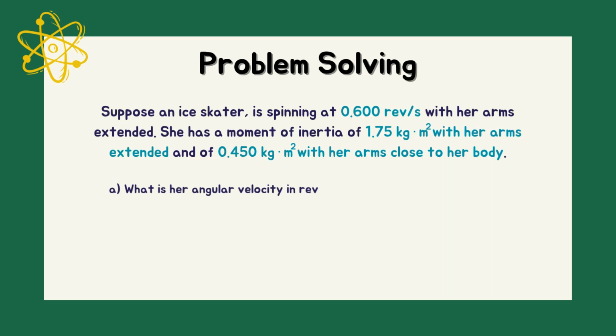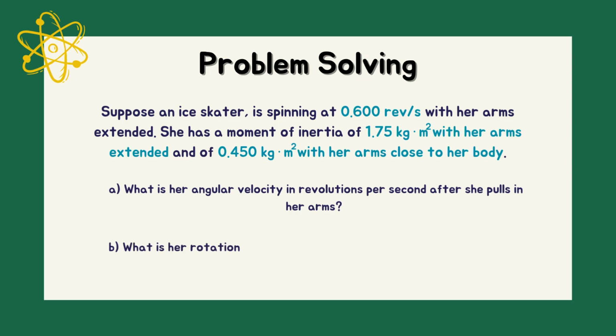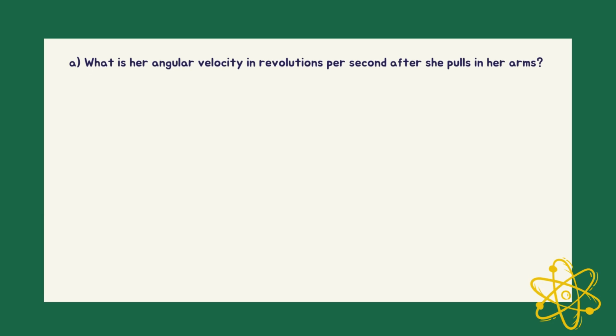Firstly, what is her angular velocity in revolutions per second after she pulls in her arms? And what is her rotational kinetic energy before and after she does this? So let's start with part A. In this specific problem, we are looking for the skater's final angular velocity, which in this case is how quickly she rotates around her axis after pulling her arms in.